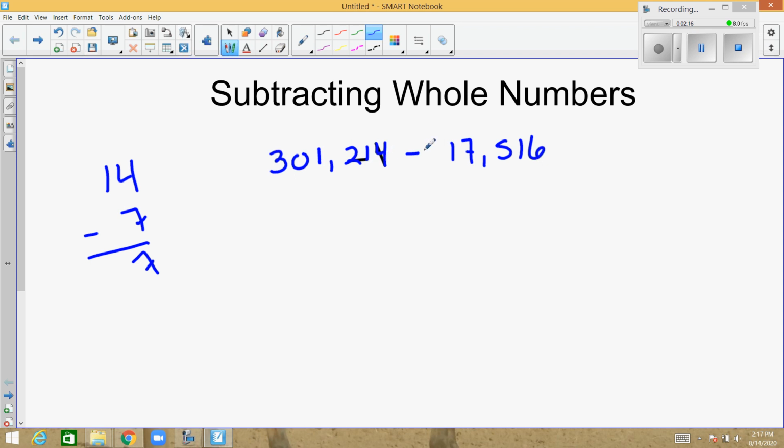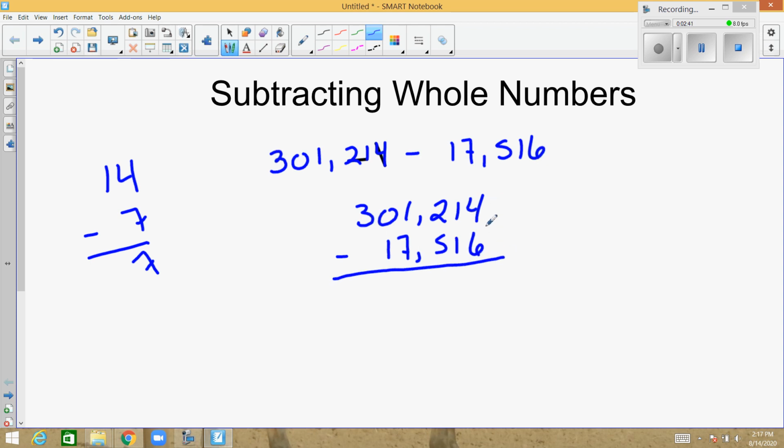But it's very difficult to do from right here. So here again, left to right is top to bottom. I'm going to manipulate that. I'm going to write 301,214 and subtract, and make sure everything lines up. My place values, the 17, the comma, the hundreds, tens, and ones place all line up.